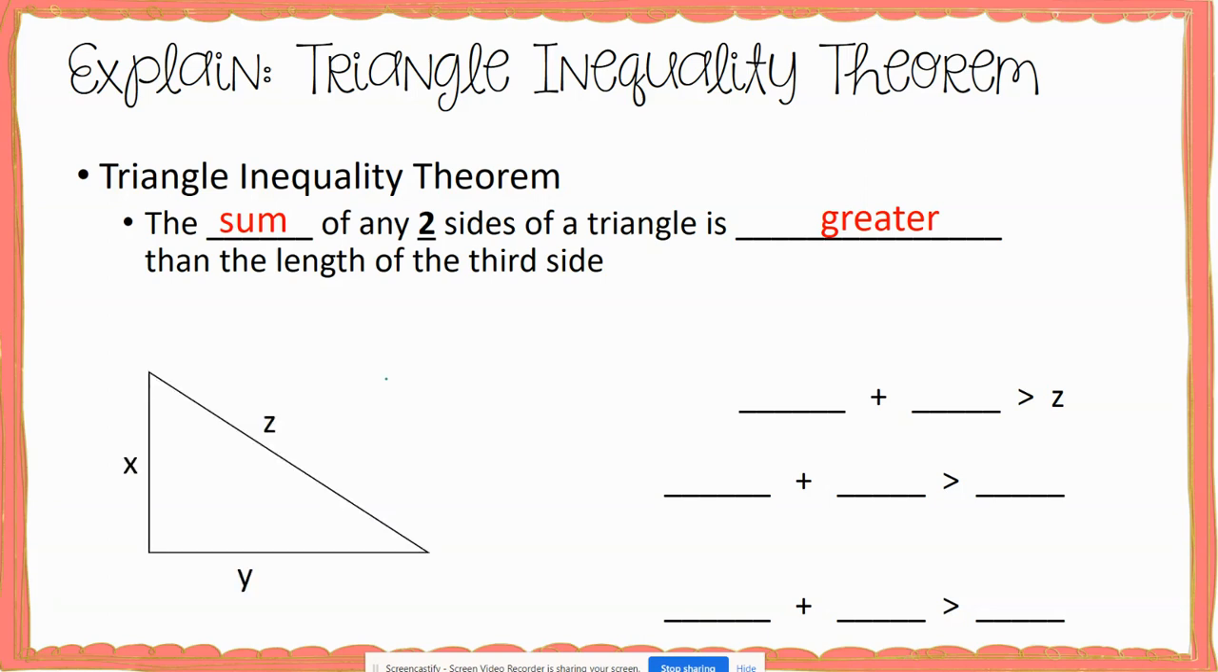So if we look at this triangle, which has side lengths of x, y, and z, then if we know that this is a triangle, that means that x plus y is greater than z. It also means that x plus z is greater than y. And it also means that y plus z is greater than x. So no matter what two sides you take of the triangle, when you add them together, they are going to be greater than the third side.